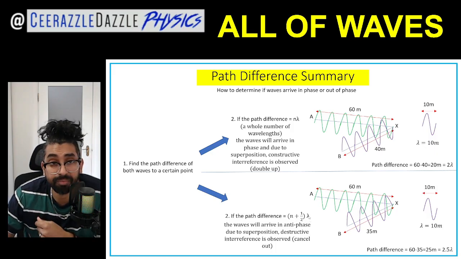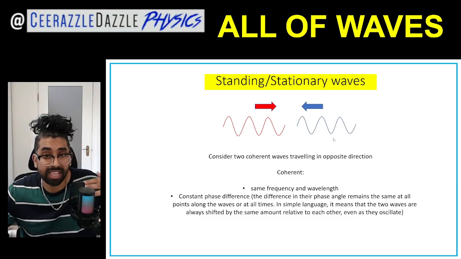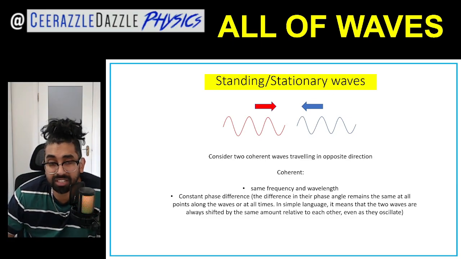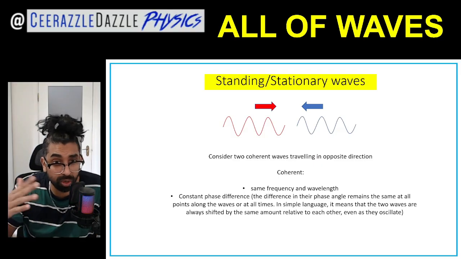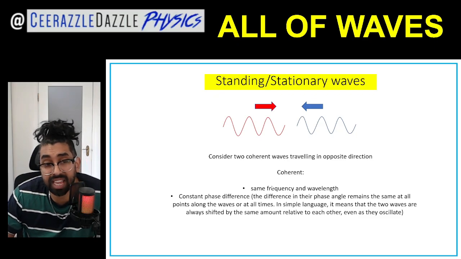Standing waves or stationary waves. So let's say we have two waves traveling in opposite directions to each other. And as they move through each other, what will happen is they will line up at certain points and they will cancel out at certain points. And then as they keep on moving, there will be a cycle alternating between doubling up and cancelling out. First of all, the two waves have to be coherent, which simply means they need to have the same frequency and wavelength, and they need to have a constant phase difference between them.